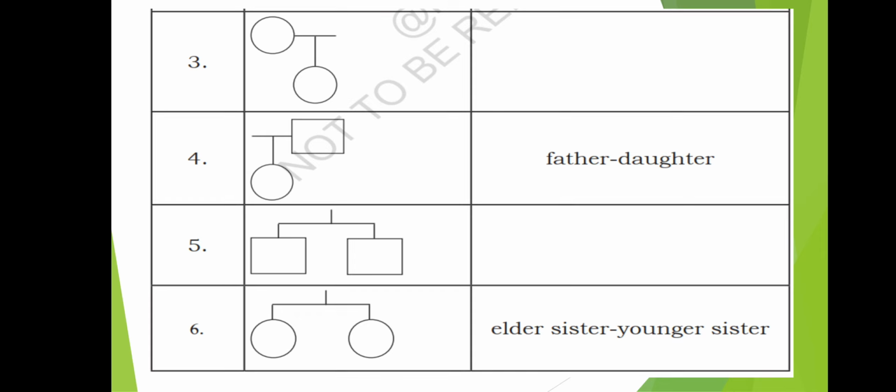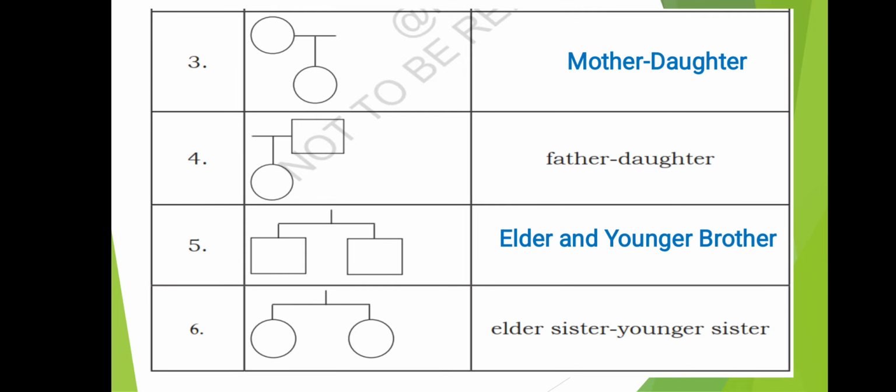Next, a square above and a circle below means mother and daughter. Here, a square and a circle related to them means father and daughter. Two squares side by side mean the elder brother and the younger brother. Next, two circles side by side mean elder sister and younger sister.